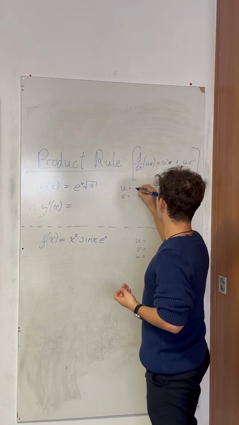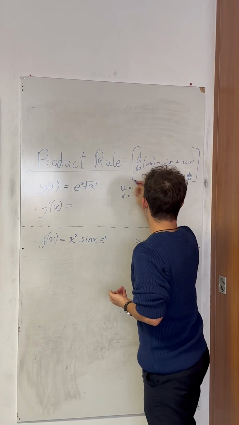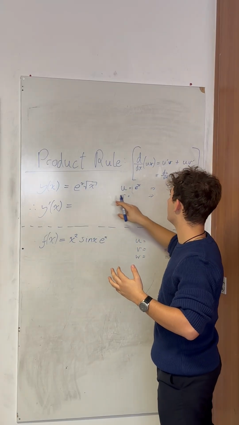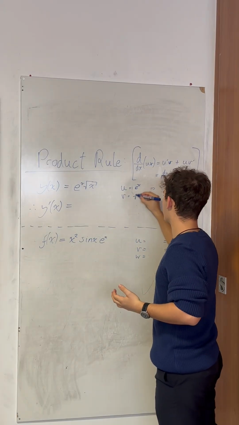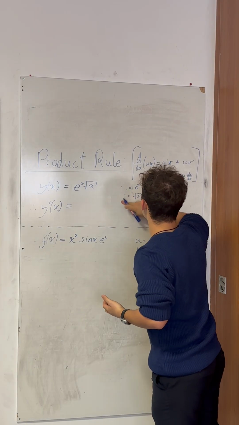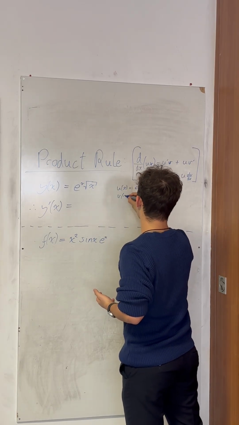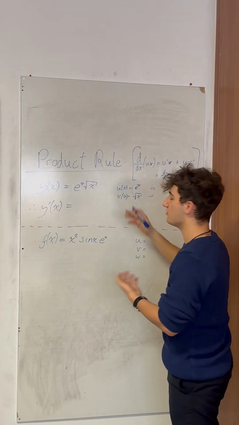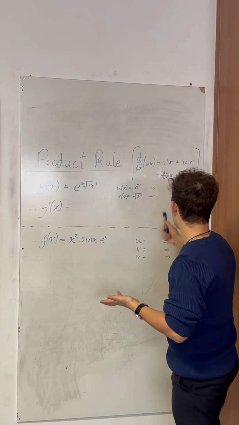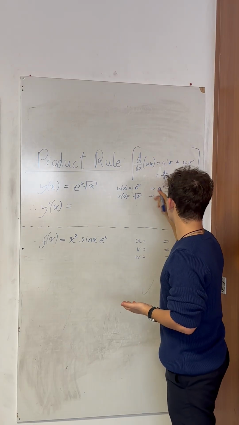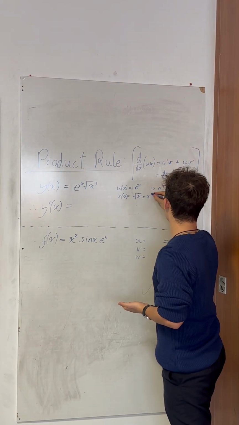Let's take u to be e to the x, our first function of x, and then v to be root x. And just to clarify, u and v are just a fancy way of saying a function of x and another function of x. We just use u and v because we like letters. Our derivative here is just going to be e to the x. This can be written as x to the half.